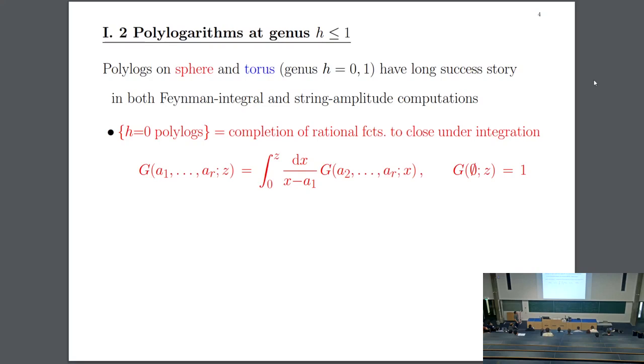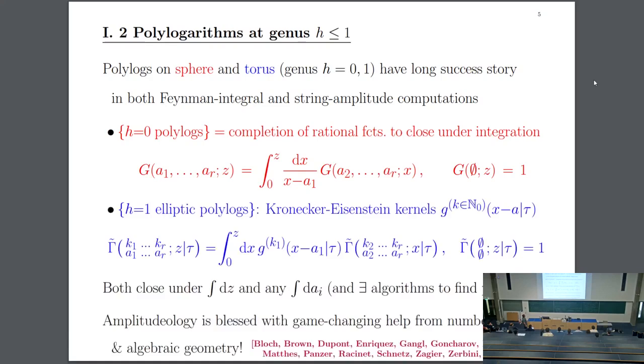Looking at this slightly more abstractly, we have an alphabet of integration kernels, here a simple rational function, and polylogs are the iterated integrals on that alphabet. This slightly more abstract viewpoint goes through immediately to genus 1. Now we are on the torus rather than the sphere as we stare at the blue formula. So also elliptic polylogs are given by iterated integrals.